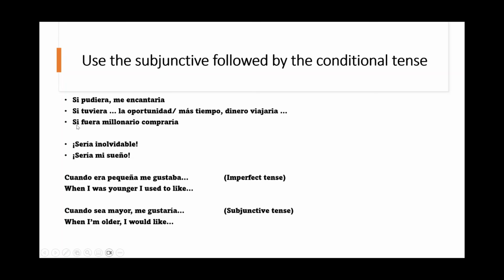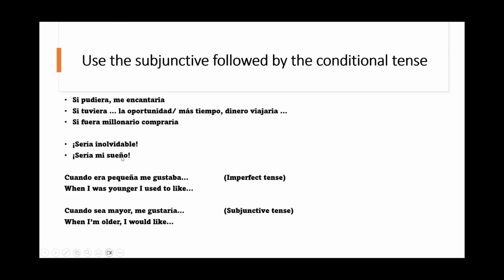And then you've got si fuera, if I was a millionaire, I would buy. Si fuera millonario, compraría. So again, try and memorize these. I will also mention that I do have a Quizlet on the Quizlet app, and I am down as Ana Tutora, and I have got quite a few different topic related Quizlets on there that might be useful for you too. So, sería inolvidable. It would be unforgettable. That's a nice one to try and use.